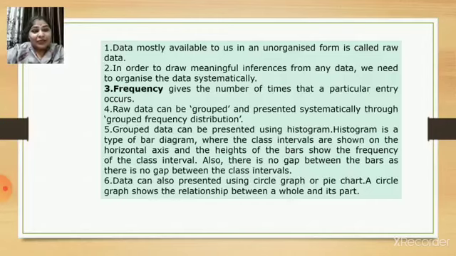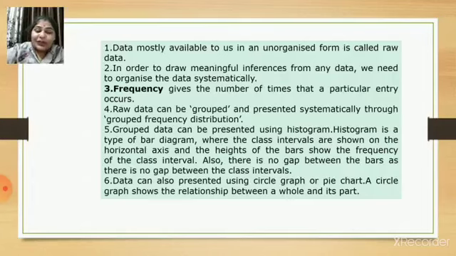Grouped data can be presented using a histogram. A histogram is a type of bar diagram where the class intervals are shown on the horizontal axis and the height of the bars shows the frequency of the class interval. Very important, children, you should know this. Also, there is no gap between the bars and there is no gap between the class intervals.